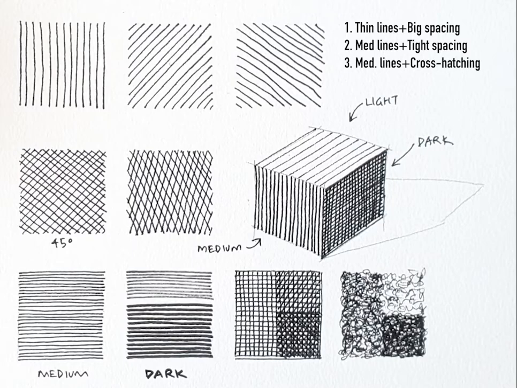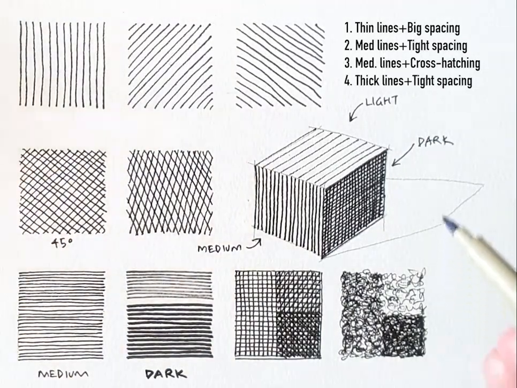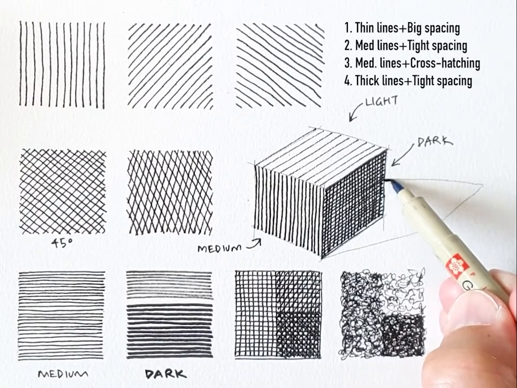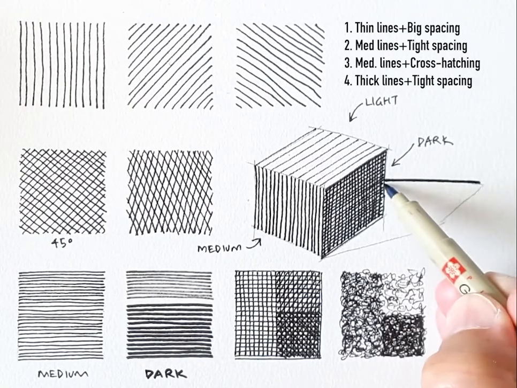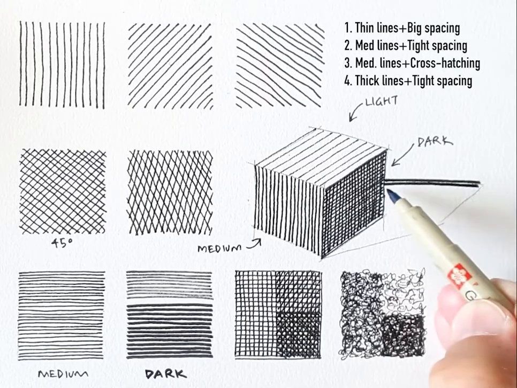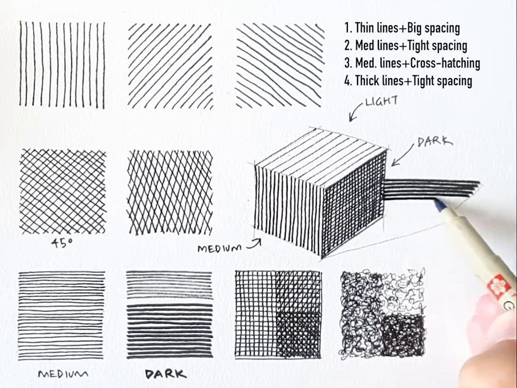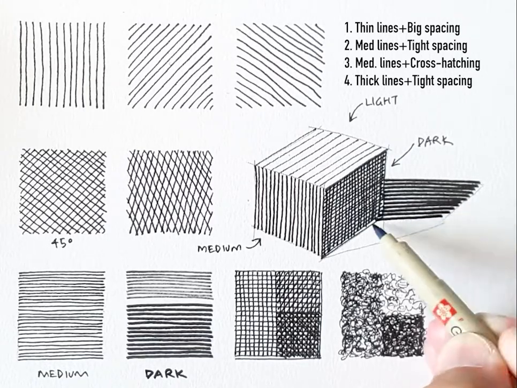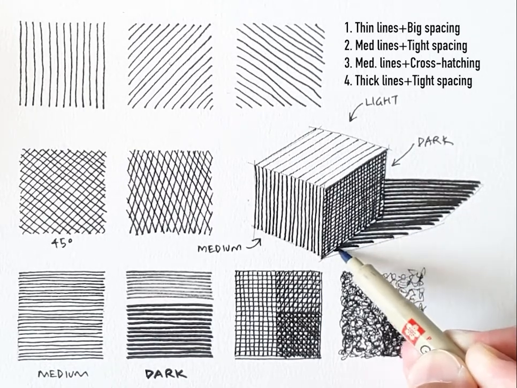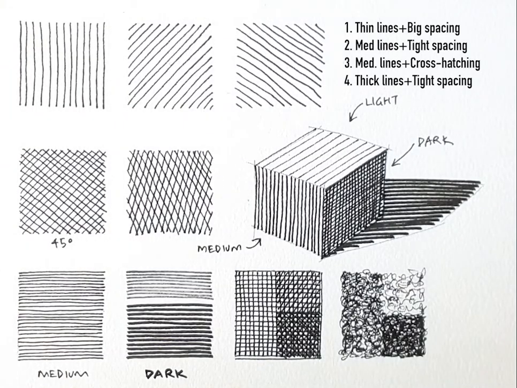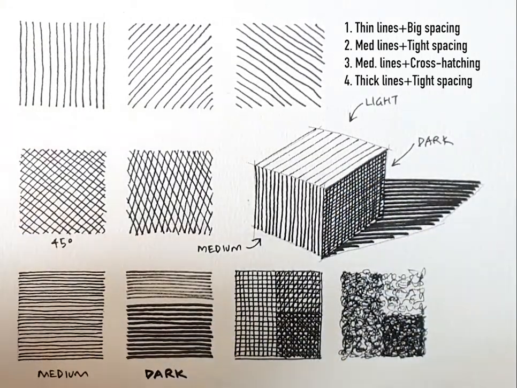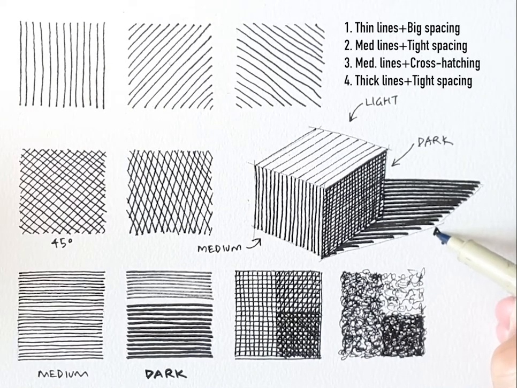Now for the shadow, we will try to use a very thick pen that I used earlier on, 1 point. And let's do it in this direction. So keeping your spacing tight. Okay, so this is the completed cube. This is the darkest, the shadow area is the darkest.